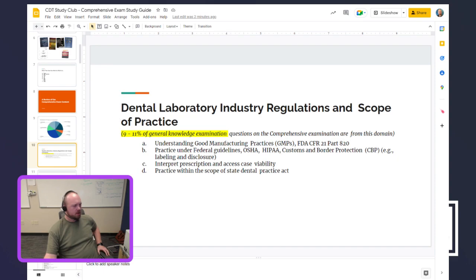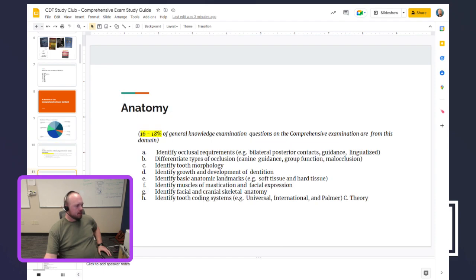So here we have dental laboratory industry regulations and scope of practice. So these things are specifically there, and I think I'm probably going to try to round this one out here. I think we can probably close this one out tonight. Yeah, that's going to be my plan of attack. And then we've got anatomy. This one is going to be a lot of stuff that you're going to have to study on your own. There's really no way to go about this.